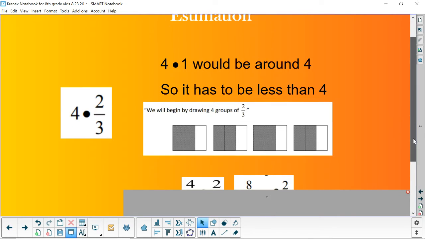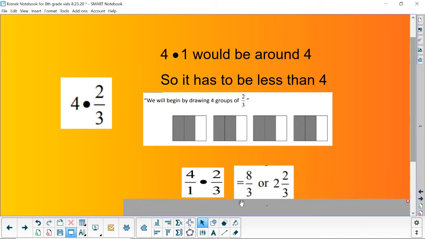Or we can do it how you've been practicing. We said our answer would be less than 4 wholes, and we were right on. We multiply across. 4 times 2 is 8. We multiply the denominators. We have 8/3. And when we change that back into a manageable number, a mixed number, we get 2 2/3. So we said our estimate would be a little under 4, and it is.